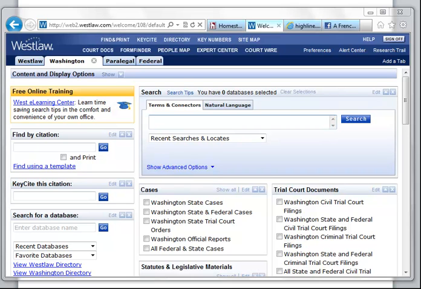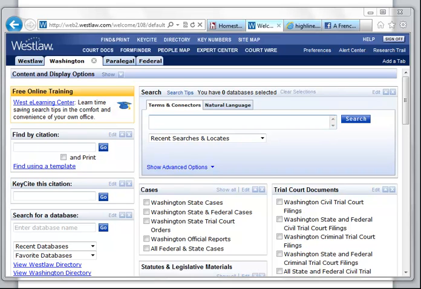You'll see in the corner here, left-hand side, search for a database. I don't actually recommend starting there. If you have your tabs, like I have, the Washington, Paralegal and Federal, you don't really need to start here, and it's kind of confusing. It does have your recent and favorite databases, which is nice. But I think if you know you're going to be in the paralegal, or I'm sorry, in the Washington database, you can use the Washington cases.